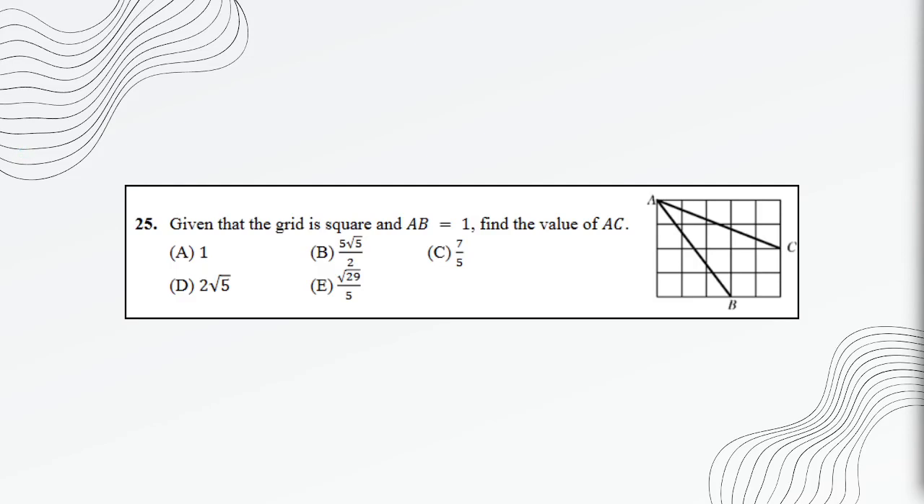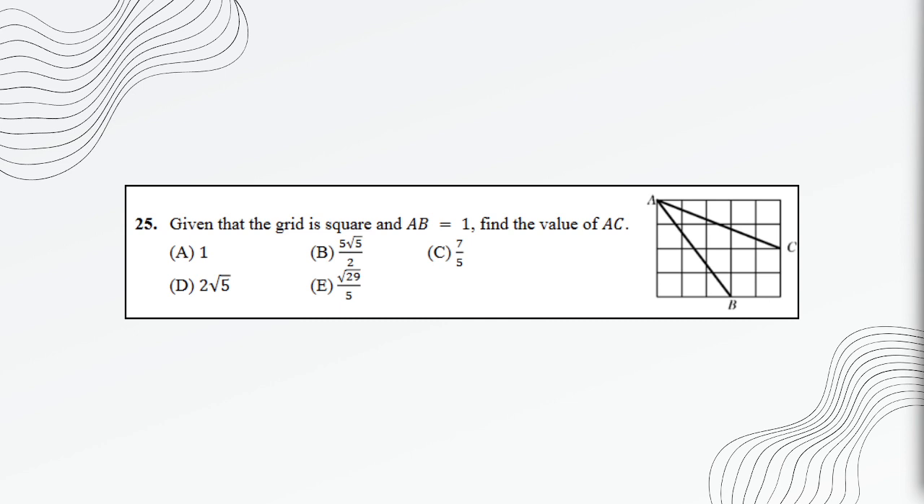In today's video, we're going to be solving a problem that appeared on the 2020 Kangaroo Math Contest for grades 9 and 10. This problem was a 5-point question and it said, given that the grid is square and AB equals 1, find the value of AC.